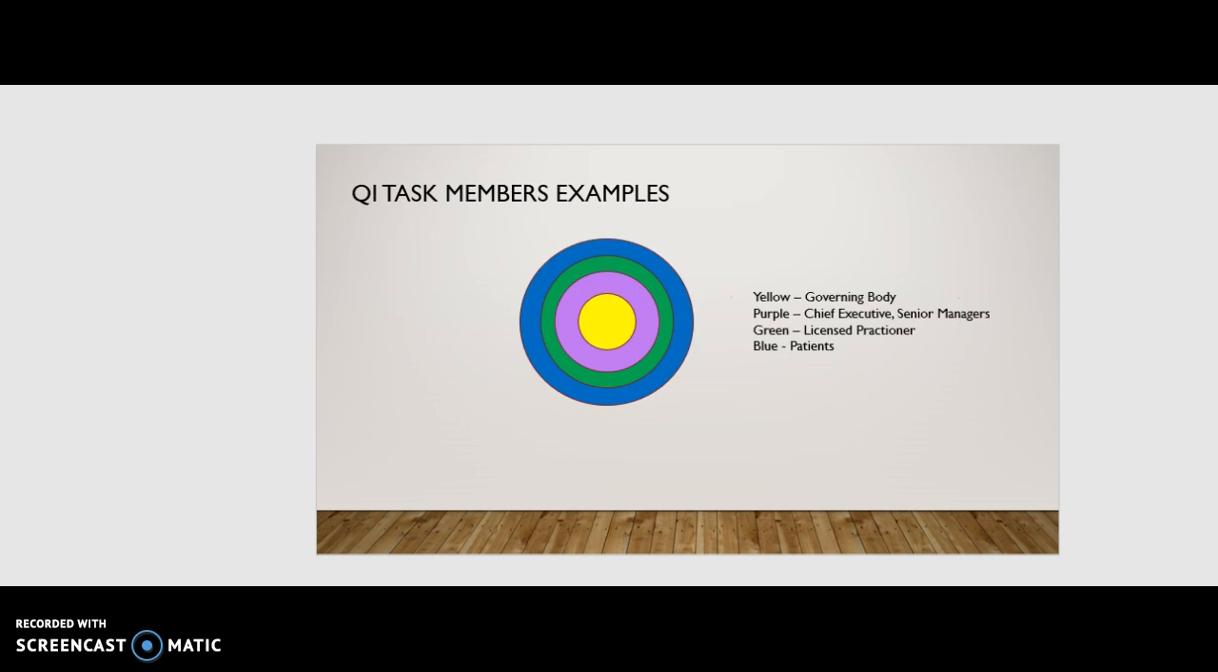The yellow is the governing body, being at the core. The purple is the chief executive and senior managers, revolving around the governing body. The licensed practitioners revolve around both, and then patients, of course, revolve around all.